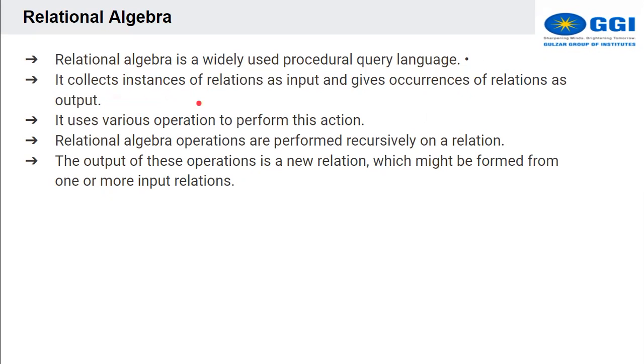It simply takes instances of relations as input and gives occurrences of relations as the output. So the output of these relational algebra operations will again be relational tables. It uses various operations to perform these actions to give the output. These operations are performed recursively on a relation, that is, operations can be performed again and again on a particular relation.